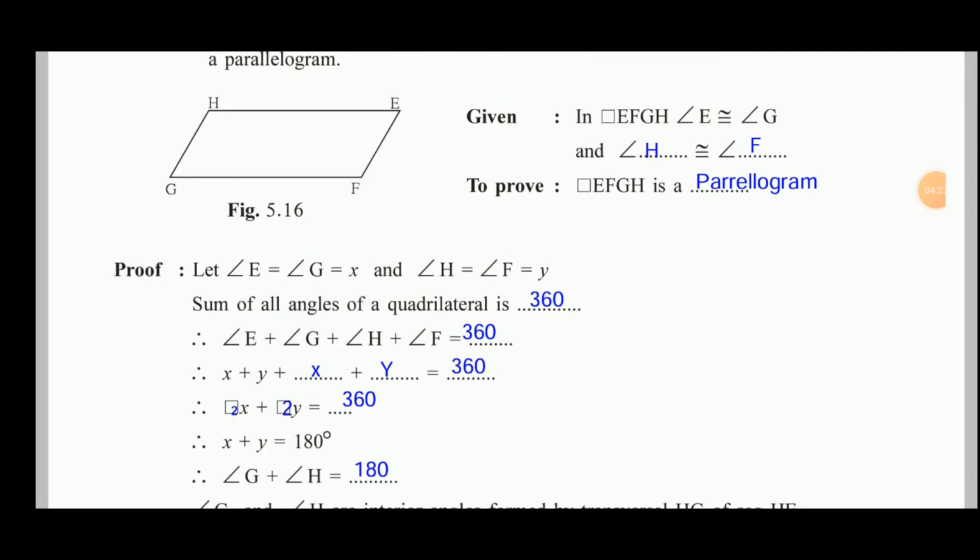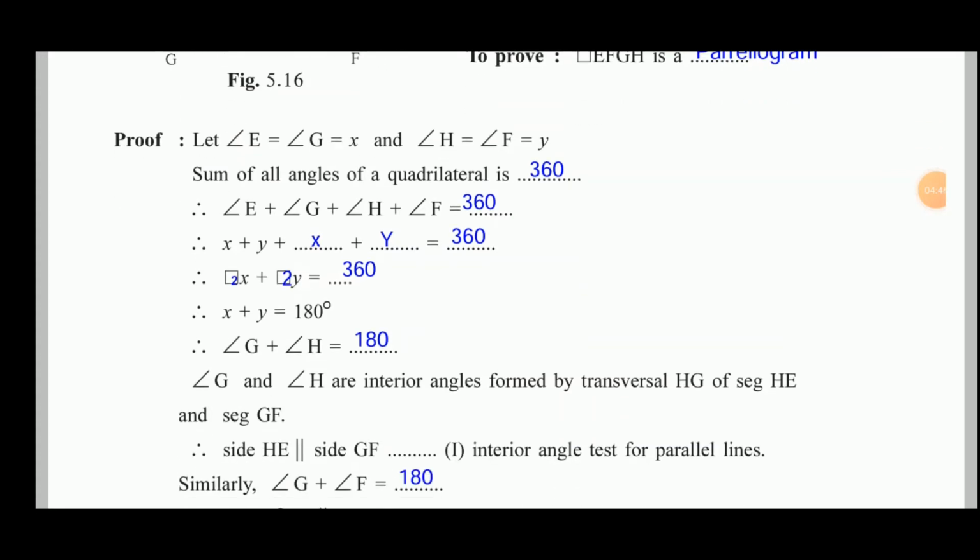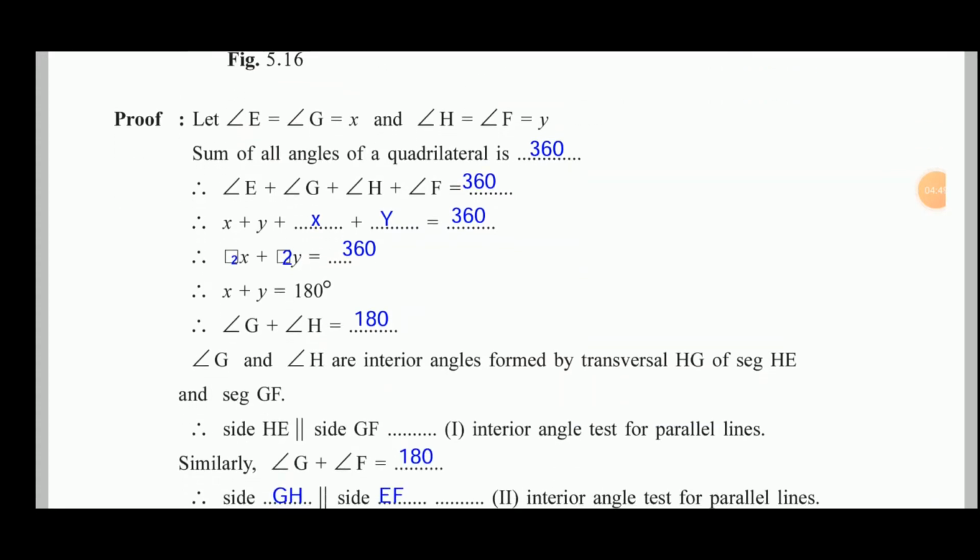Now, let angle E equal angle G equal x, and angle H equal angle F equal y. The sum of all the angles of a quadrilateral is 360 degrees. Therefore, angle E plus angle G plus angle H plus angle F is equal to 360. So, x plus y plus x plus y is 360. So, 2x plus 2y is 360, x plus y is 180. Now, angle G plus angle H is equal to 180.